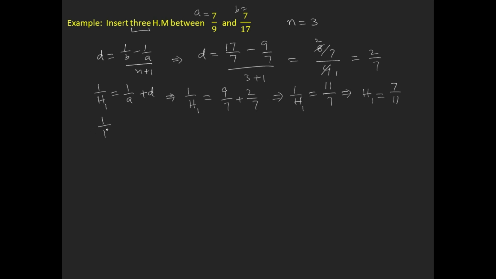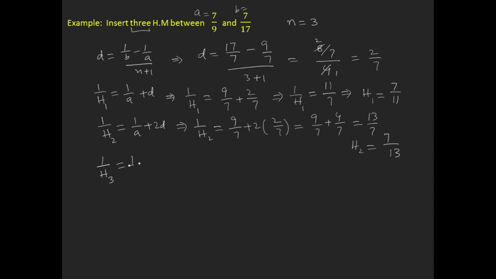1 over H2, the second harmonic mean, will be obtained by this formula. 1 over H2 is 9 divided by 7 plus 2 into D, that is 9 by 7 plus 4 by 7, which is 13 divided by 7. This is 1 over H2. So H2 is 7 divided by 13.